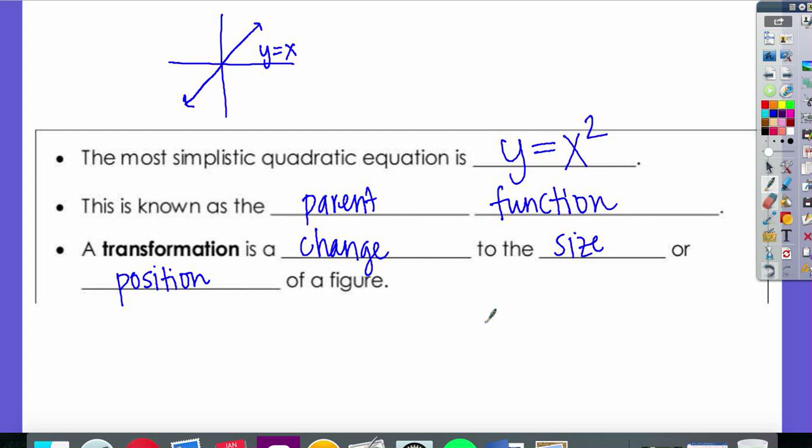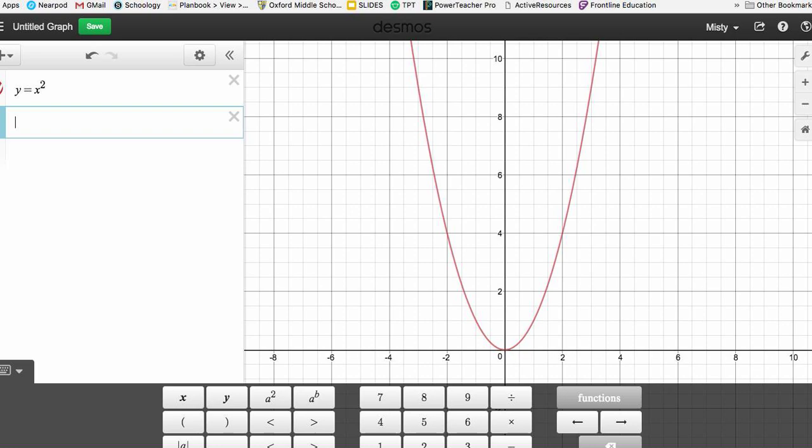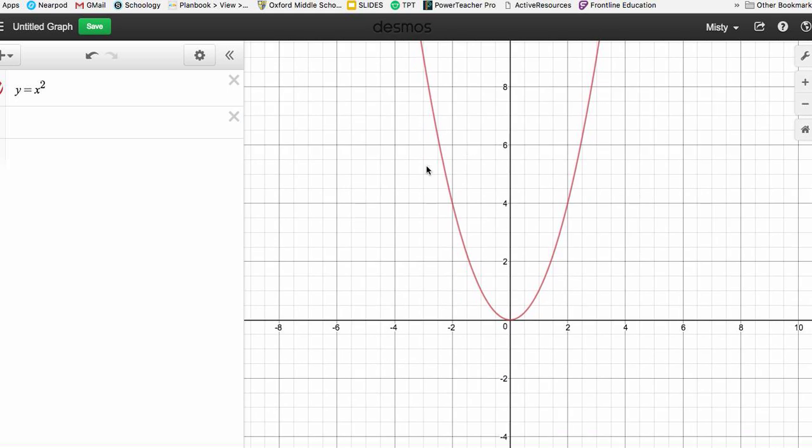Before we do any of the examples on the sheets, I just kind of want to look at some Desmos examples with you. So this is what the parent function looks like. Y equals x squared is a parabola that is symmetrical about the y-axis. Its vertex starts at 0, 0. Now with vertex form, I'm going to plug in some different equations in vertex form and see how our graph moves around.